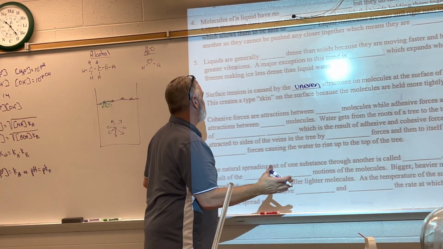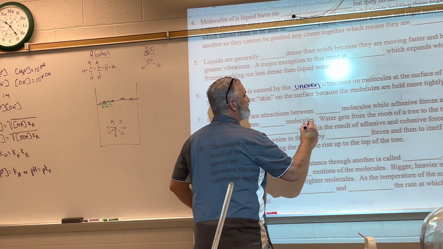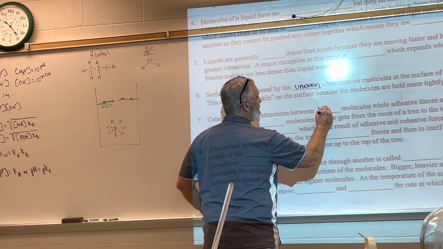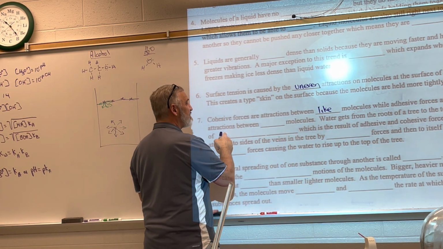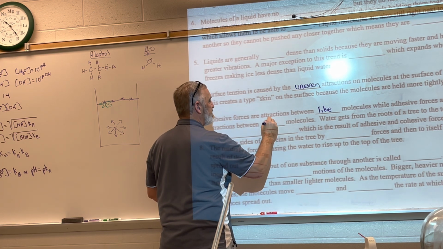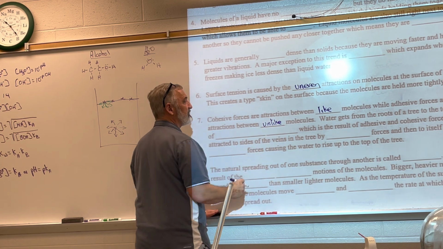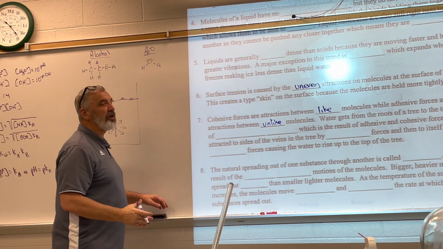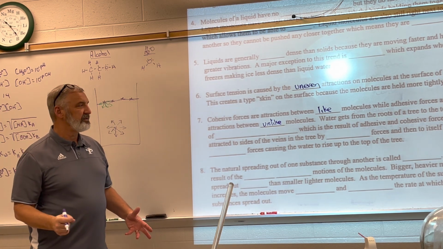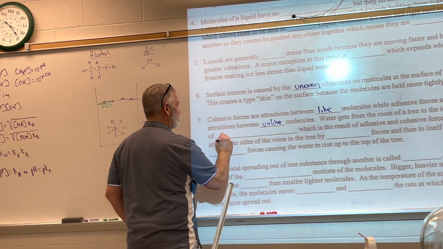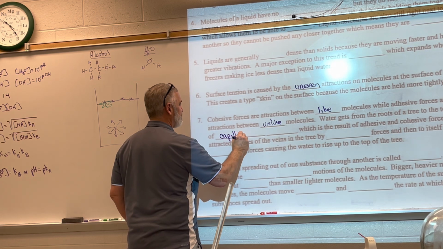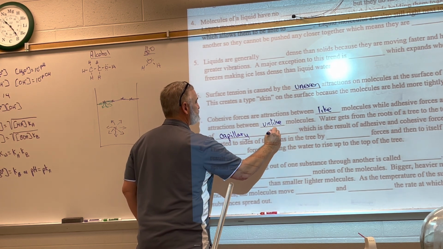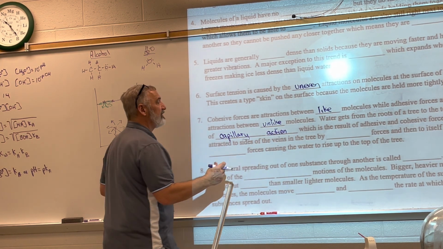Uneven attractions. Cohesive forces are attractions between like molecules, and adhesive forces are attractive forces between unlike molecules. And then how did water get from the roots? Capillary action. Capillary, not caterpillar.